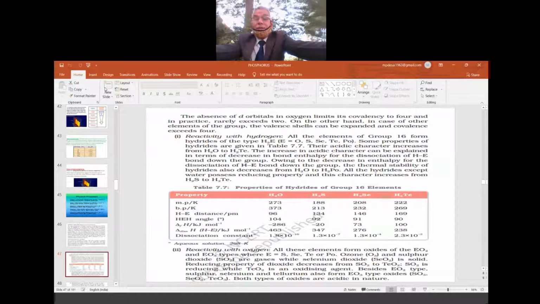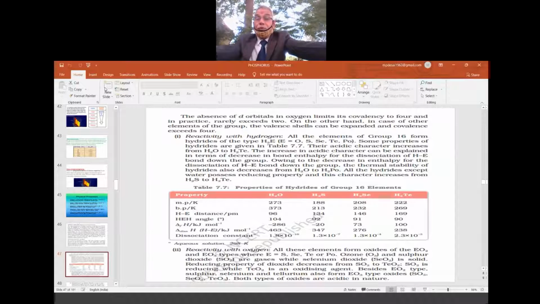The increase in acidic character can be explained in terms of decrease in bond enthalpy. One more reason: bond enthalpy. That means the bond between hydrogen and the group 16 members becomes longer because of the increase in size. Oxygen is small in size, and from top to bottom size increases due to the creation of an extra shell. So bond length increases, bond enthalpy decreases, electronegativity decreases. You can combine all the reasons and say that the acidic character increases from top to bottom, or from H2O to H2Te.